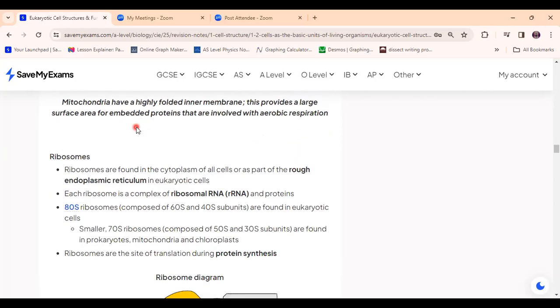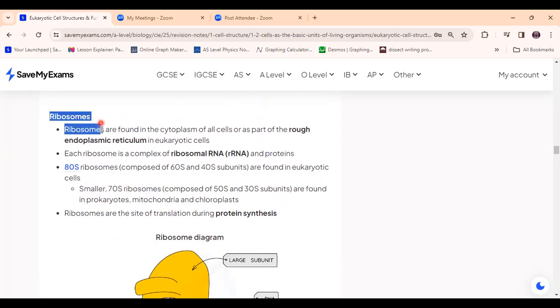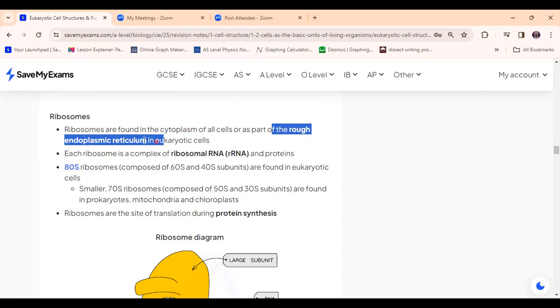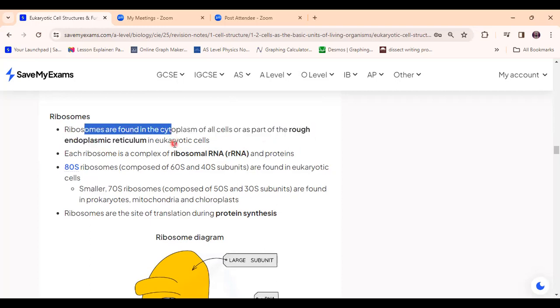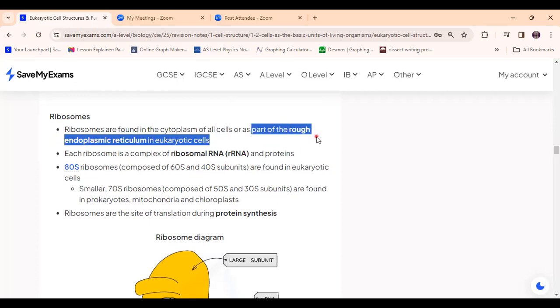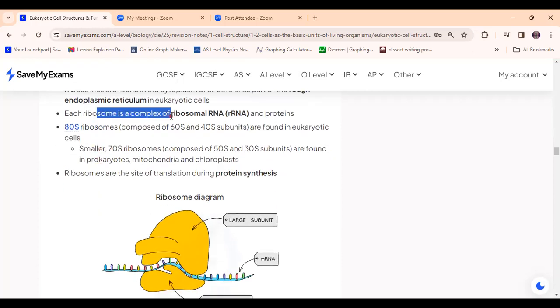Ribosomes are found in the cytoplasm of all cells or as part of the rough endoplasmic reticulum in the eukaryotic cell. So we've got two types of ribosomes: free ribosomes, which are just found free lying in the cytoplasm, otherwise ribosomes that are attached to the endoplasmic reticulum to form part of the rough endoplasmic reticulum in eukaryotic cells. And each ribosome is a complex of ribosomal RNA and proteins.